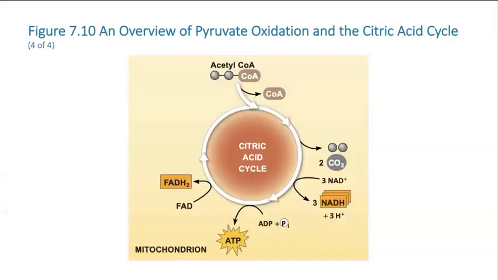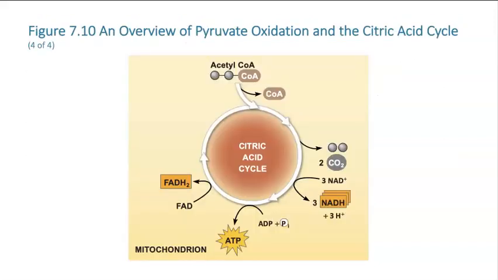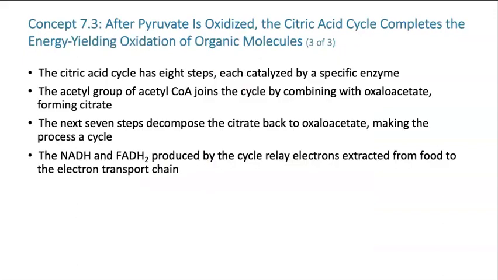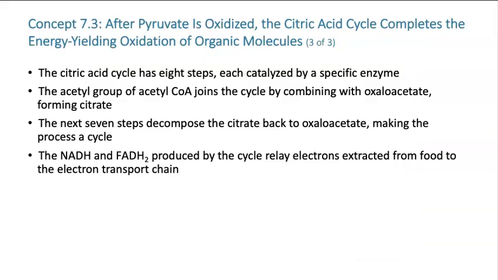The rest of it is the citric acid cycle, and we're going to get some details of the citric acid cycle at this time. So we have 8 steps to the citric acid cycle, and each of those steps is involving a specific enzyme. I think we're getting kind of used to that so far because we were looking at specific enzymes in glycolysis too. So the acetyl group of the acetyl-CoA joins the cycle by combining with something called oxaloacetate, and we're going to form citrate from that.